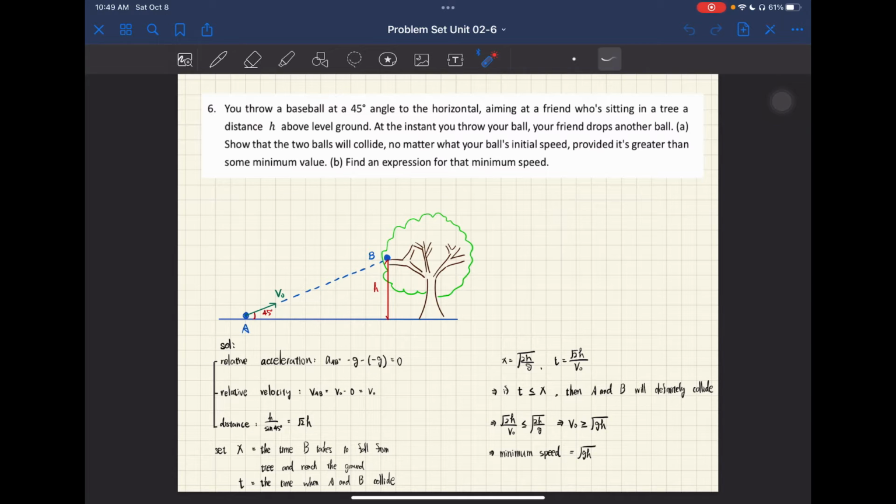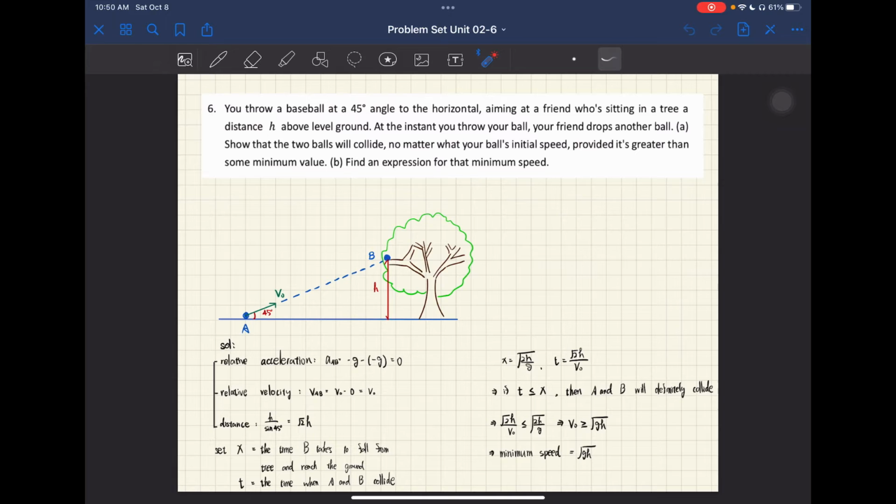So now we first draw a graph for the question, and we set the bow we throw as bow A, and the bow our friend throws as bow B. We know the distance here is h, and the angle here is 45 degrees, because the question tells us that we aim at our friend who's sitting in a tree and throw the bow at a 45-degree angle. We also set the initial speed we throw the bow as v0.